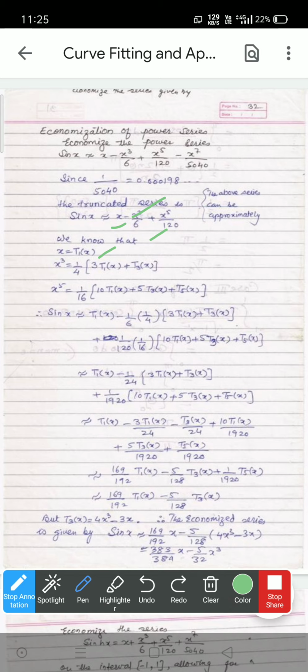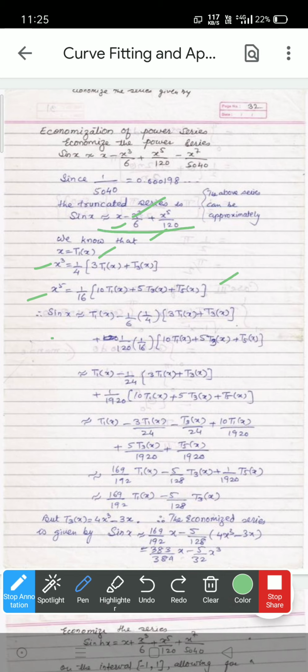And x raised to the power 5 is equal to 1 by 16 (10 T1(x) + 5 T3(x) + T5(x)). If this is coming for 8 marks in a theory exam, then you will have to find these values too. This is the value of x cube and x raised to the power 5.